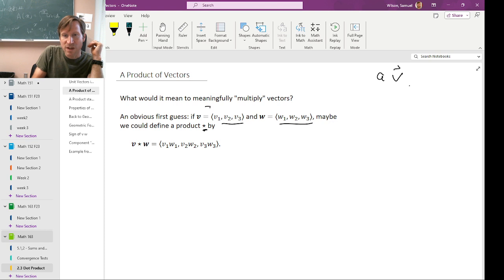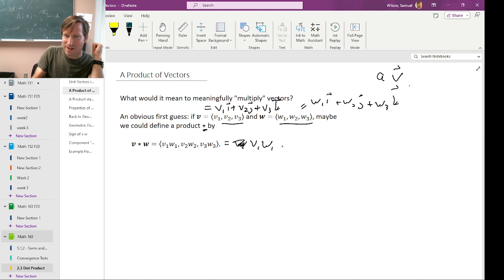So v1, v2, v3. This is the vector v1 i plus v2 j plus v3 k. Right, so I'm using our standard basis vectors i, j, and k. And so w is going to be w1 i plus w2 j plus w3 k. Okay, so this product would be v1 w1 i plus v2 w2 j plus v3 w3 times k.